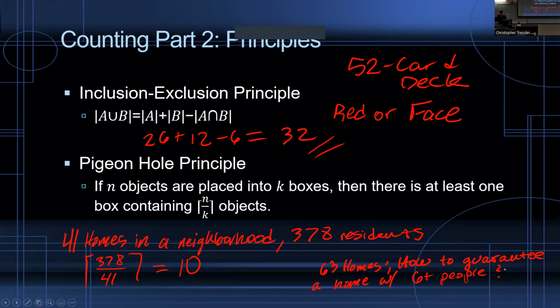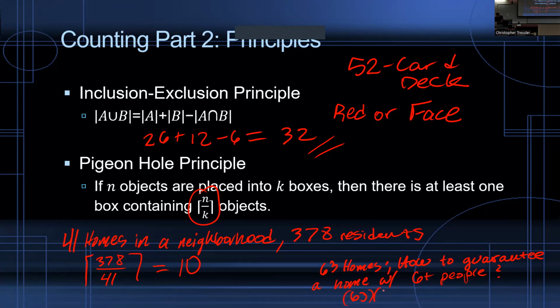Now, in order to do this, we're going to actually manipulate this function here, this ceiling function. And really what you're going to do is take the 63 homes, and you're going to multiply it by essentially 6 people minus 1. So you're going to do 63 times 5, right? And then you're going to add 1.